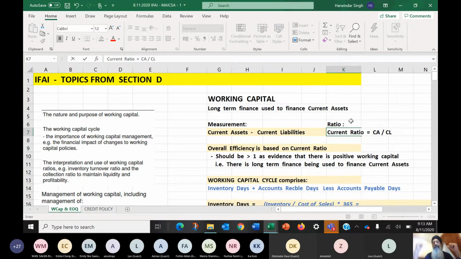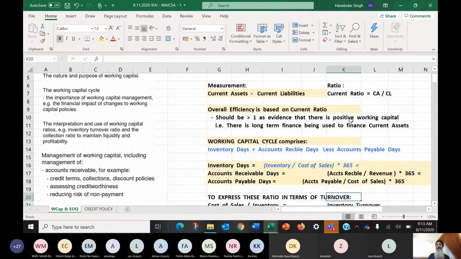Current liabilities means short-term finance. There must be some long-term money financing the current assets. And overall efficiency is of course based on this. This current ratio must be greater than 1 as evidence that there's positive working capital. If you look at books of accounting, some of them tend to be very prescriptive. Last time they used to say this working capital ratio must be 2:1 because we want to make sure there is enough of short-term assets, current assets, to pay off your current liabilities.